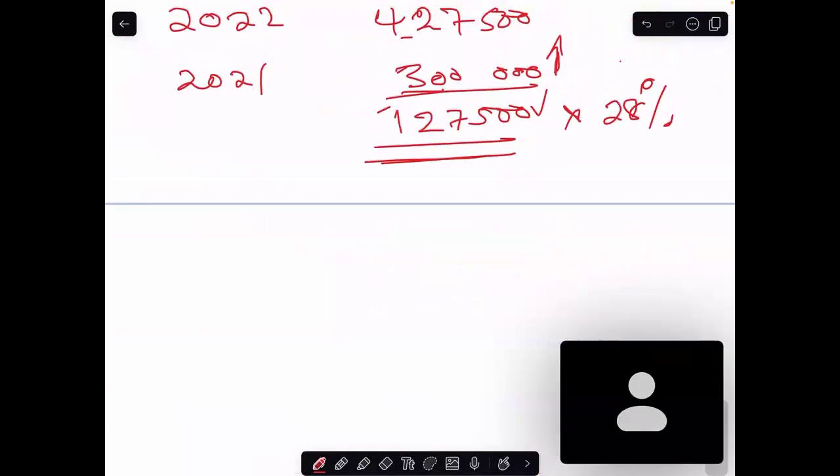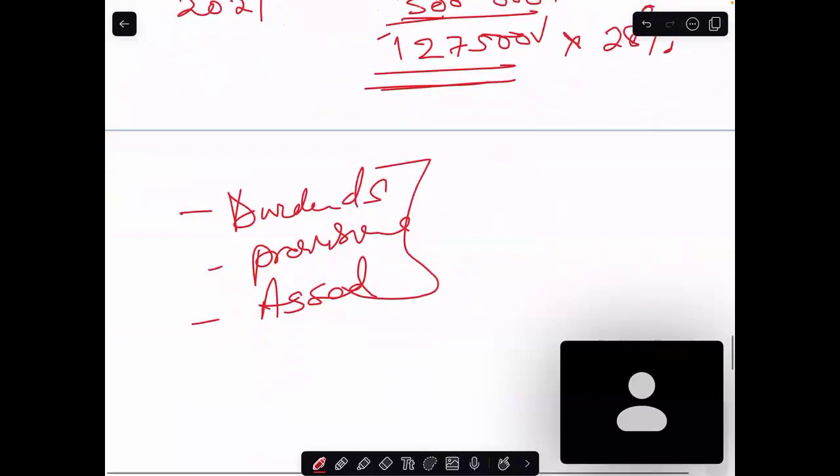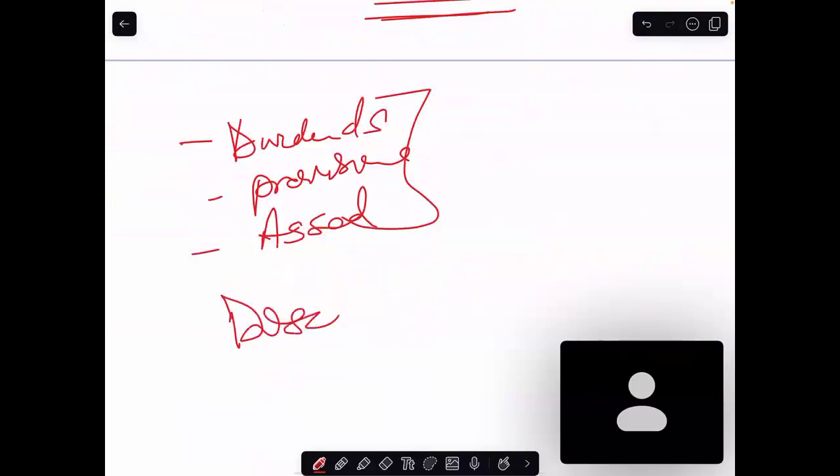Next week we are going to look at dividends. We are going to look at provisional tax, and we are going to look at assessed loss, right? This won't take us even 10 minutes, these three. Then after that, we'll look at disclosure.